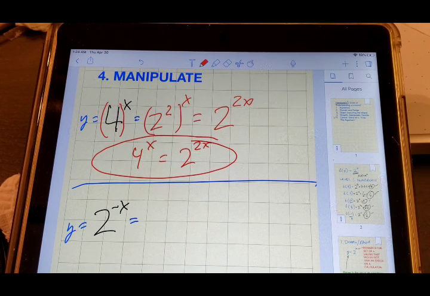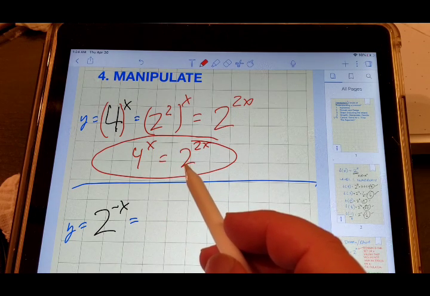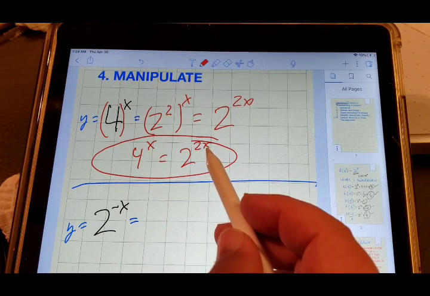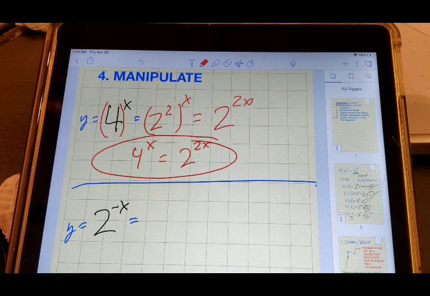If I were to put a number in here like 2, 4 squared would be the same as 2 to the 2 times 2, or 2 to the 4. And it's true. They'd both be equal to 16. But more than that, they'd have the same graph, the same domain, the same range. They are the same function. I can manipulate it.